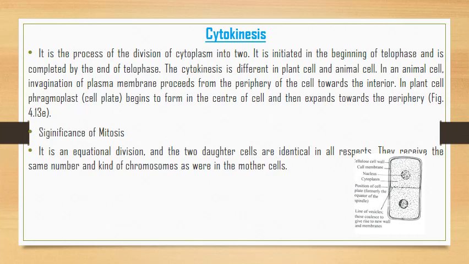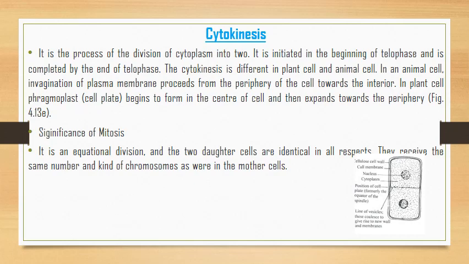Cytokinesis is different in plant cells and animal cells. In an animal cell, invagination of the plasma membrane proceeds from the periphery of the cell towards the interior. In a plant cell, the phragmoplast, also known as the cell plate, begins to form in the center of the cell and then expands toward the periphery.